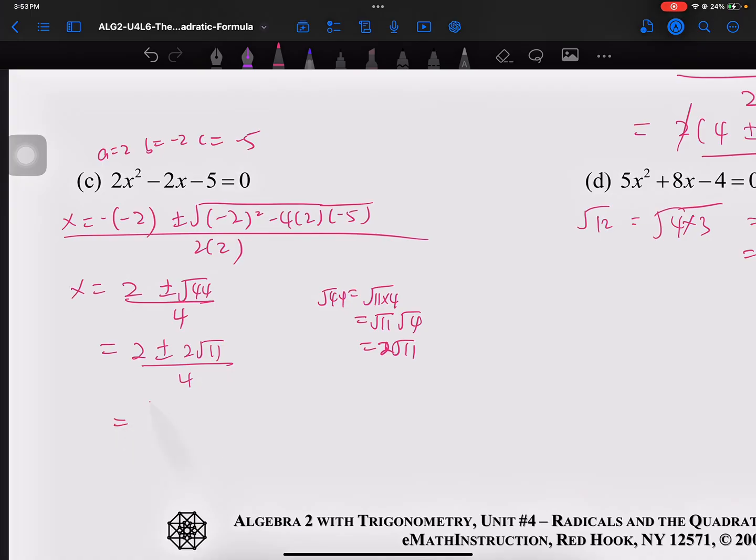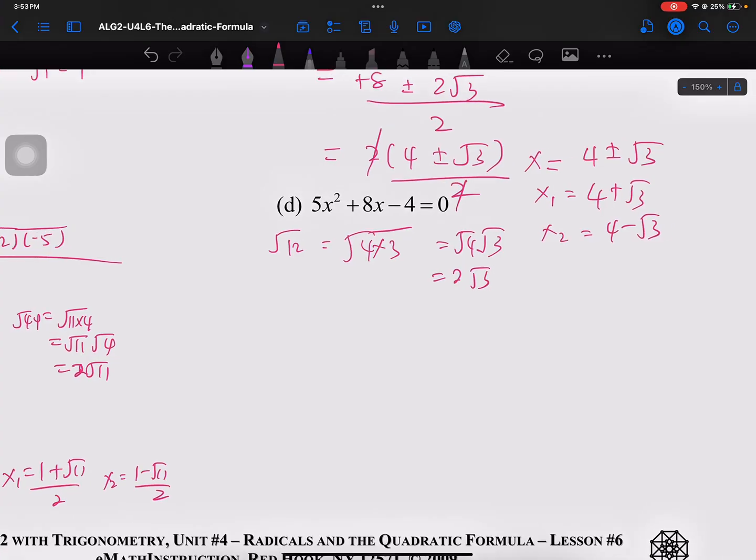You can factor out 2, so it is 1 plus or minus root 11 over 4. So 2 divided by 4 is 1 over 2. So 1 plus or minus root 11 over 2. Okay, so the first solution is x1 equals 1 plus root 11 over 2, and x2 is 1 minus root 11 over 2. Then for D.